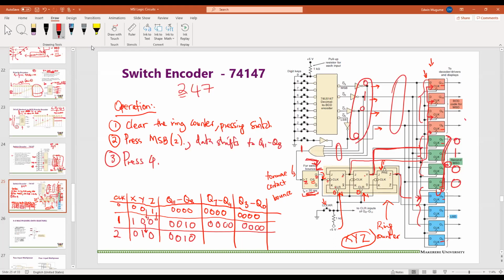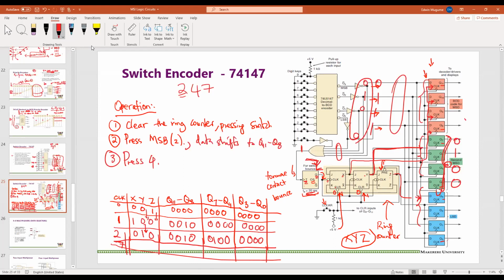And now Q7 to Q4 will take on the values 0, 1, 0, 0. And that will still be 0, 0, 0 because it still hasn't been affected. If we repeat this operation once more, we press 7. When we press 7, we know what is going to happen. 7 is a 0, 1, 1, 1.